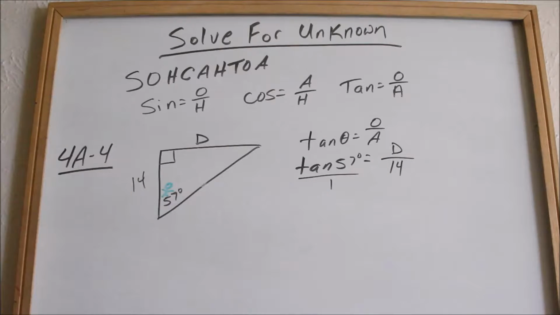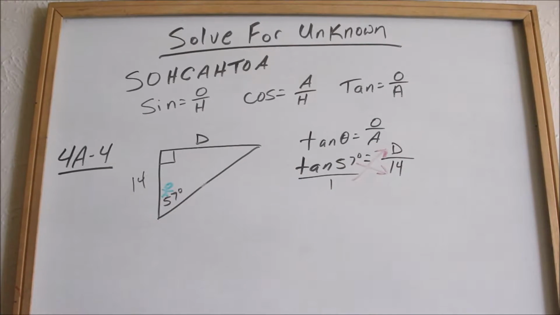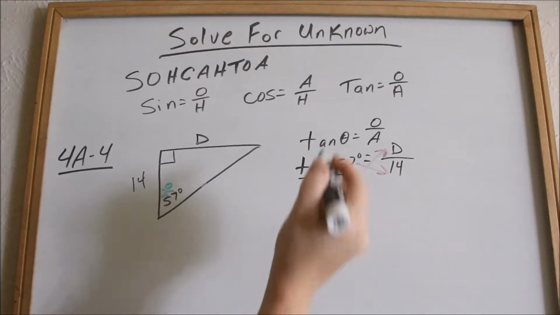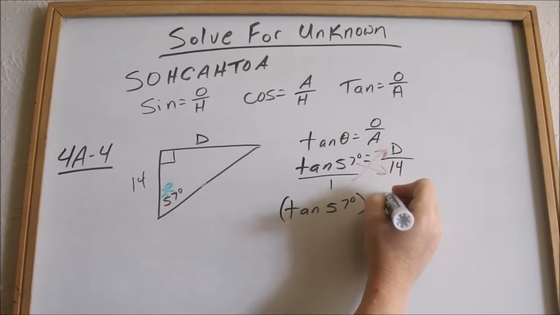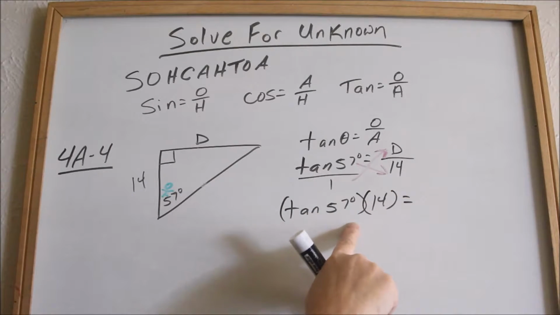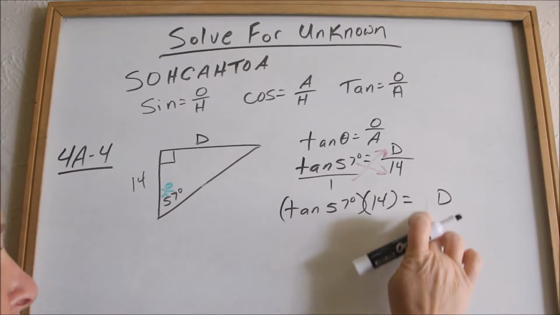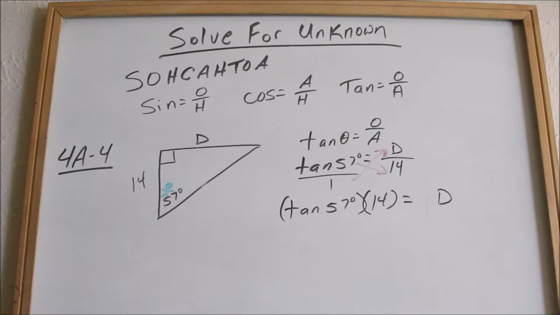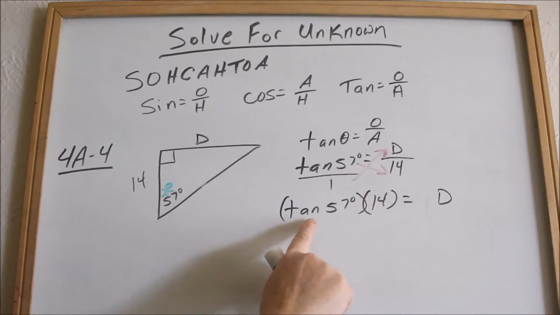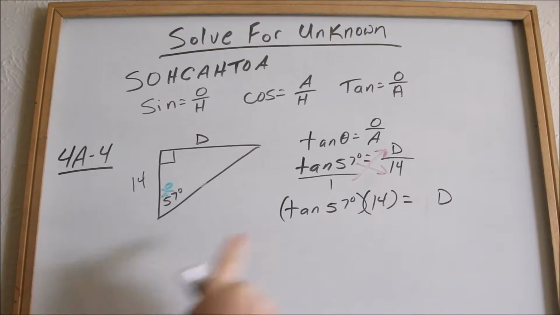Cross multiplication means this times this on one side equals this times this on the other side of your equation, of the equal sign. So on one side you have tangent 57 degrees times 14 equals, that's on one side of your equal sign. On the other side, 1 times d, which is 1d, or just d. Now you use your trig tables or your calculator to turn tangent of 57 degrees into a decimal. When we're doing trig functions and turning a trig function into a decimal, we will always take it to 4 decimal places.